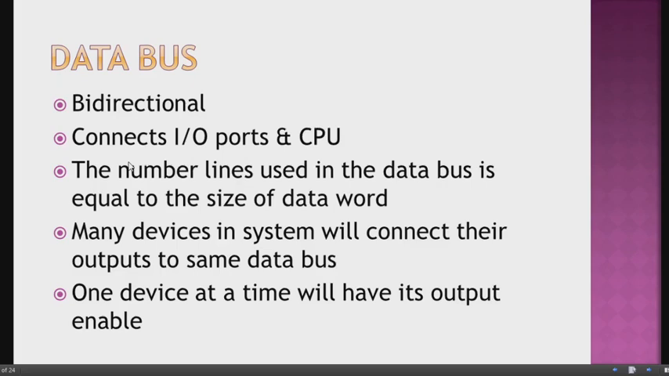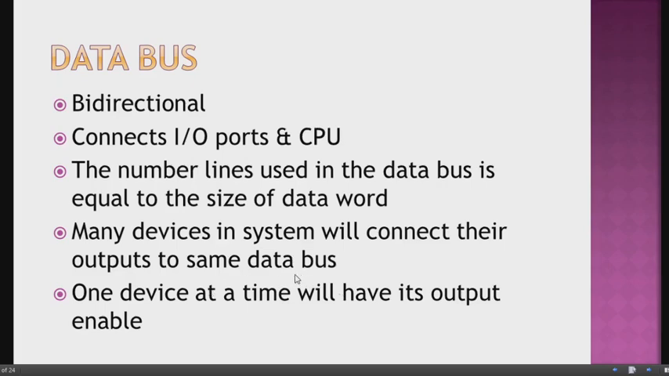So as we have seen in this diagram, the data bus is bidirectional and it connects the IO ports and the CPU. The number of lines used in the data bus is equal to the size of the data word. What is the size of the data word? Based on that, the number of lines present in the data bus is decided. Many devices in the system will connect their outputs to the same data bus.